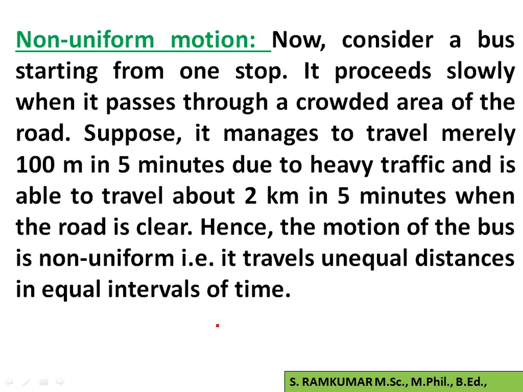Non-uniform motion. Now, consider a bus starting from one stop. It proceeds slowly when it passes through a crowded area of the road. Suppose it manages to travel merely 100 meters in 5 minutes due to heavy traffic and is able to travel about 2 km in 5 minutes when the road is clear. Hence, the motion of the bus is non-uniform. That is, it travels unequal distances in equal intervals of time.